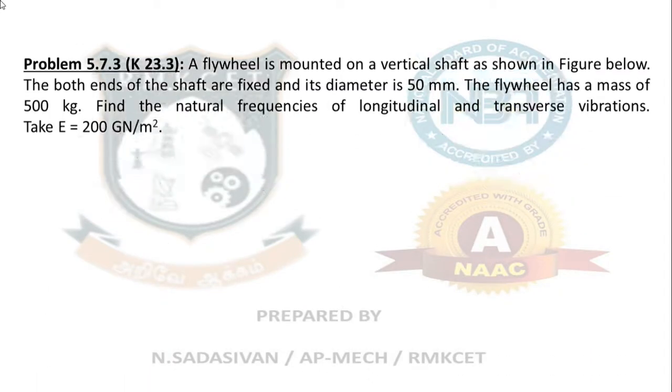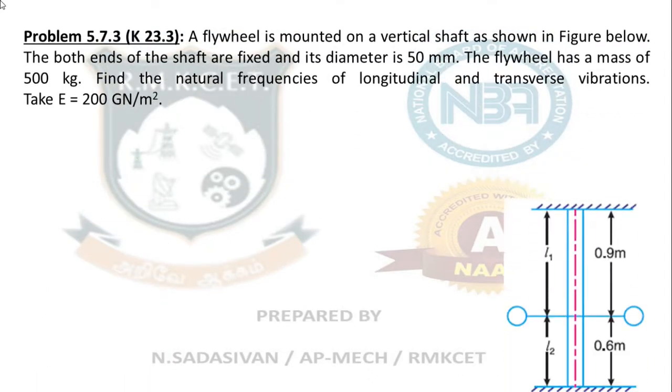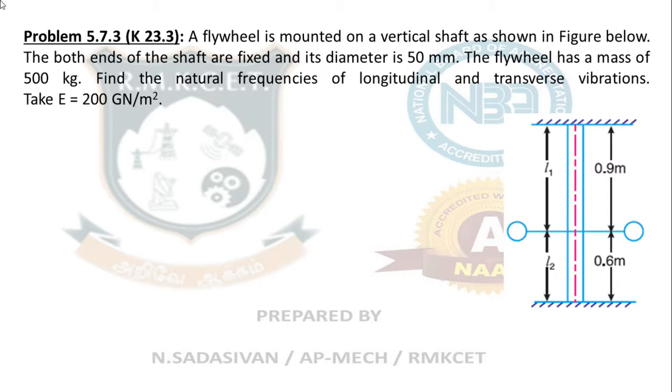A flywheel is mounted on a vertical shaft as shown in the figure below. The flywheel is in the middle and both the ends of the shaft are rigidly welded. It cannot move. Both the ends of the shaft are fixed and its diameter is 50 millimeter.